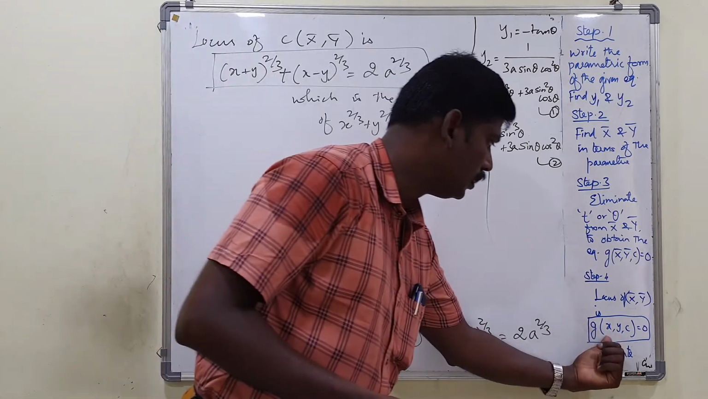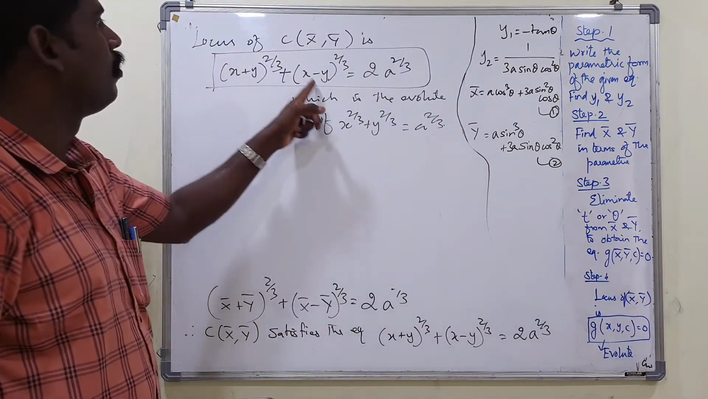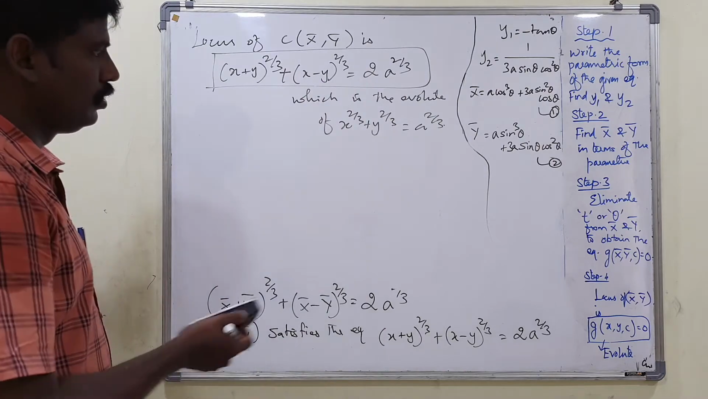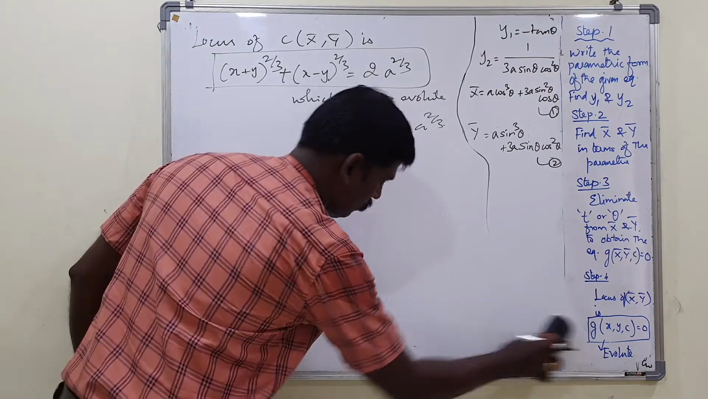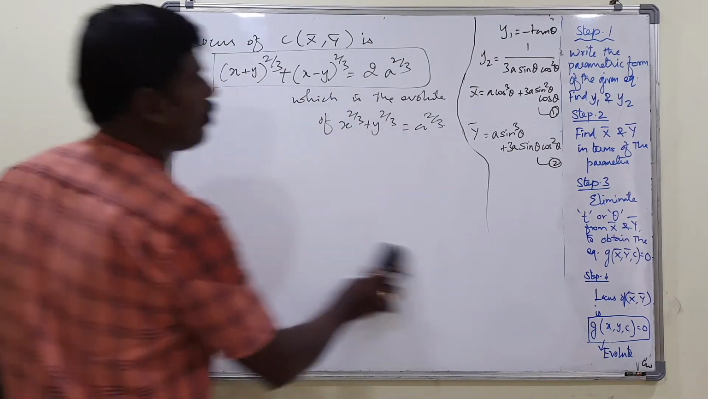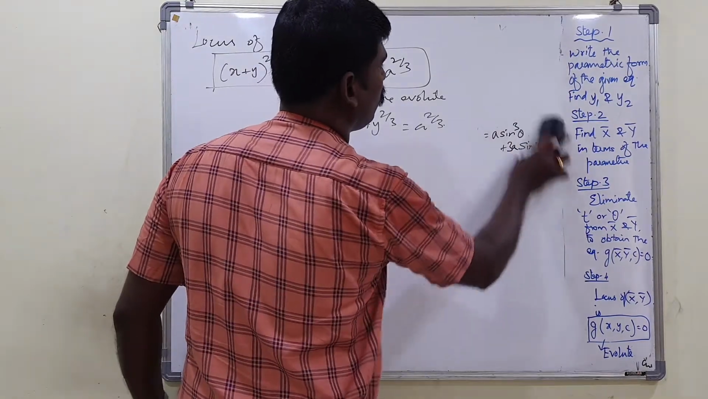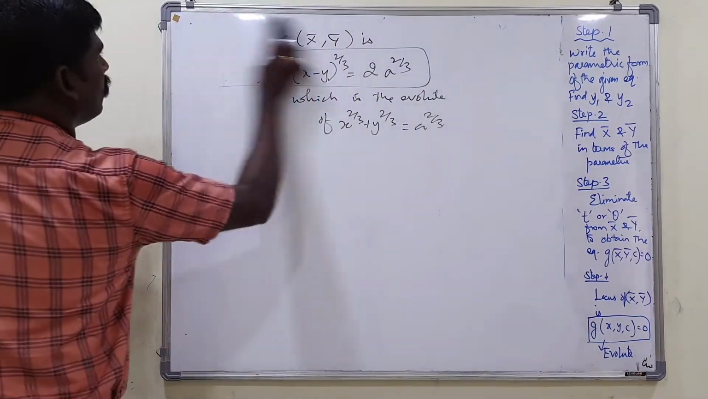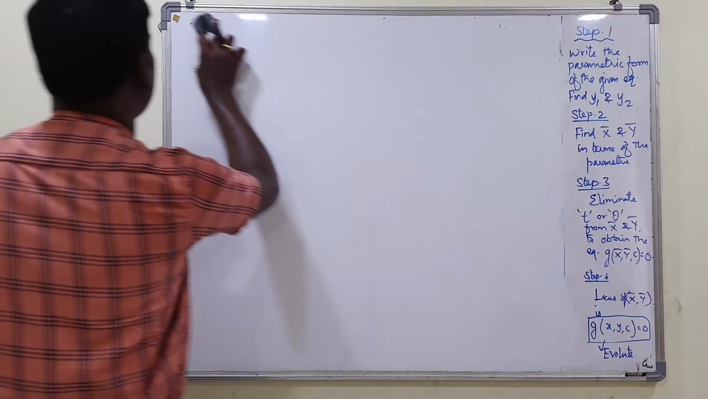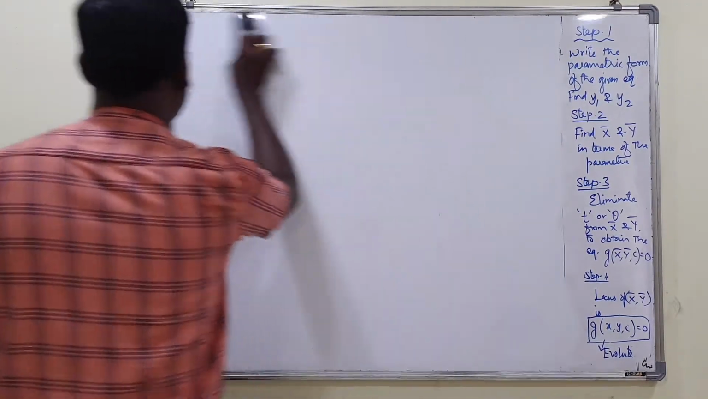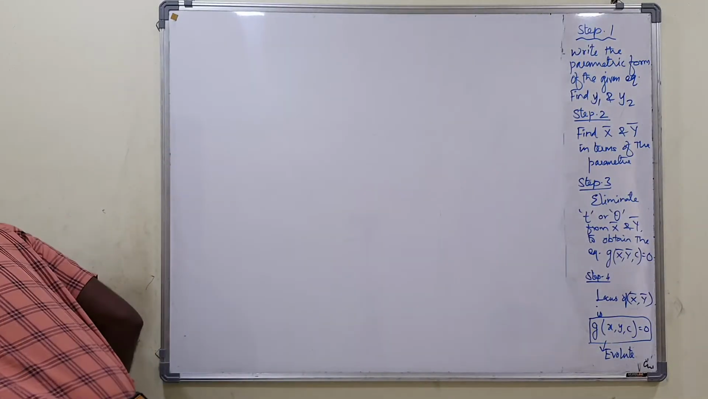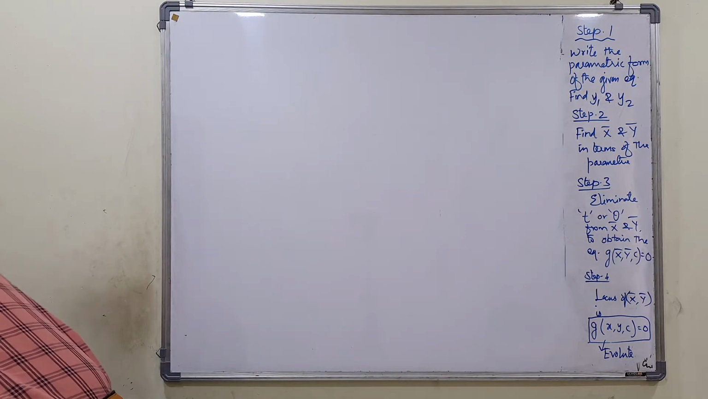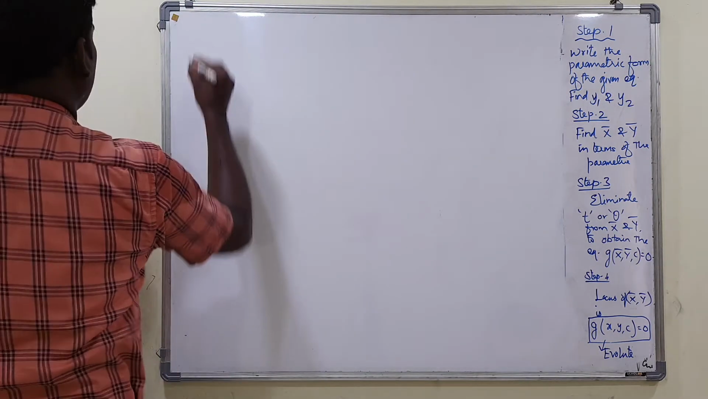Now I will bring g of x comma y comma c equal to, right? That's all. Finally, the last problem in evolute. Find the evolute of the curve.